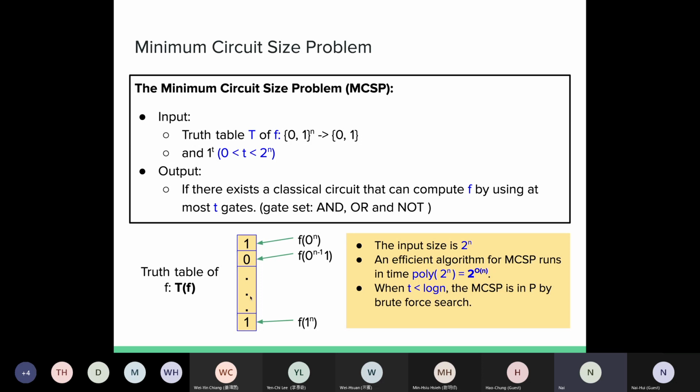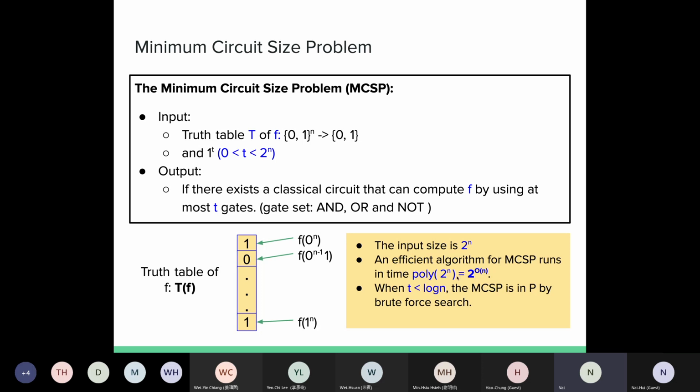You are given a truth table. This truth table has 2 to the n entries, f of 1 1 1, f of 1 1 0, and so on down to f of 0 0 0. So note that the input size of this problem is already 2 to the n. So an efficient algorithm for MCSP runs in time polynomial in 2 to the n.